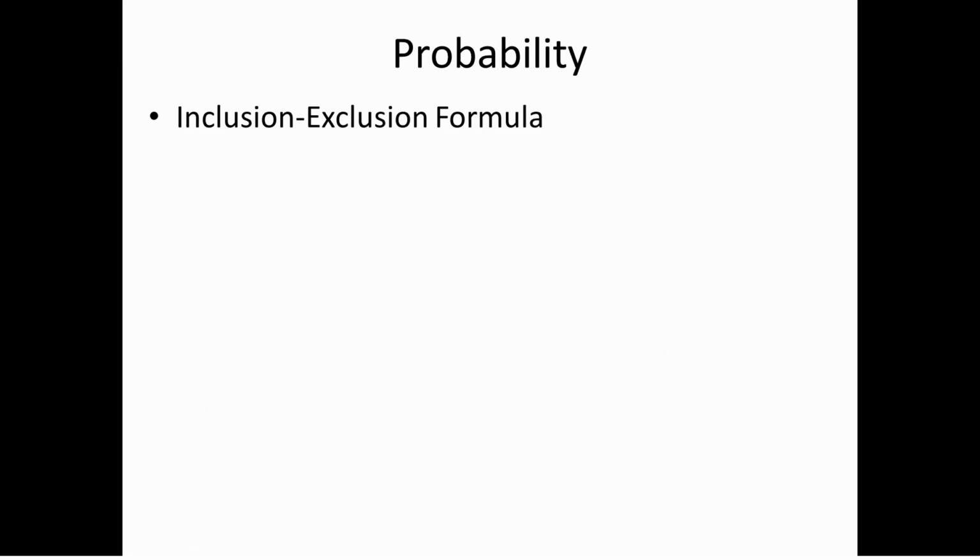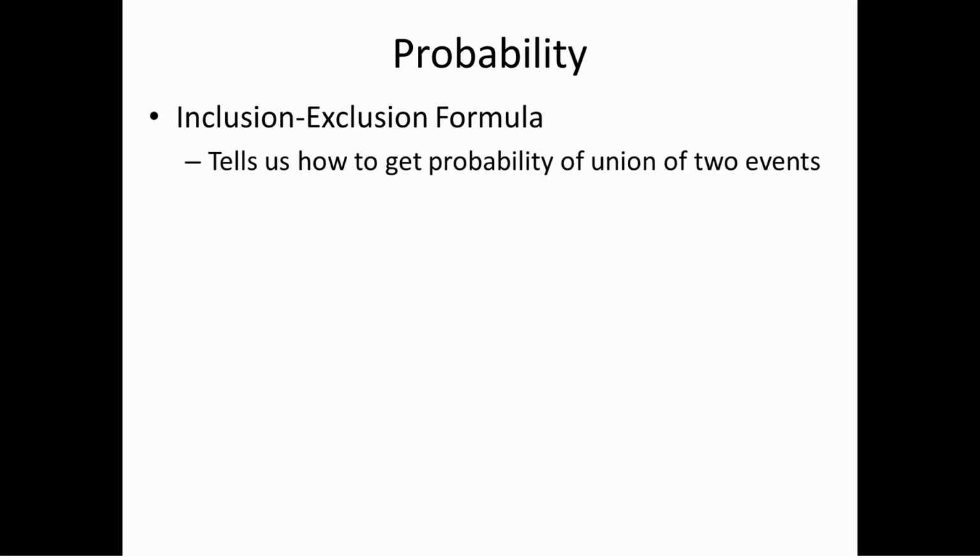And how this comes up is in this thing called the inclusion-exclusion formula. And this tells us how to take the probability of unions. So it says that the probability of the union of two sets is equal to the sum of the probabilities minus the probability of their intersection. Notice why we have to subtract off this intersection: when I add the probability of A and the probability of B, I'm double counting the events that are in their intersection, and so I have to subtract it off once.